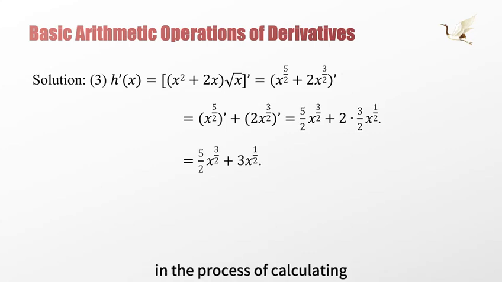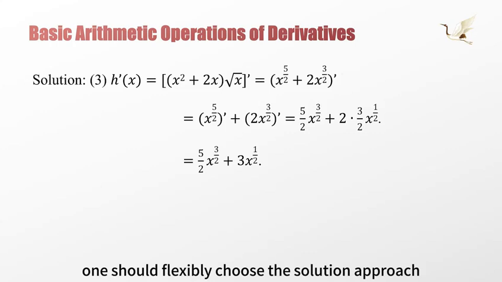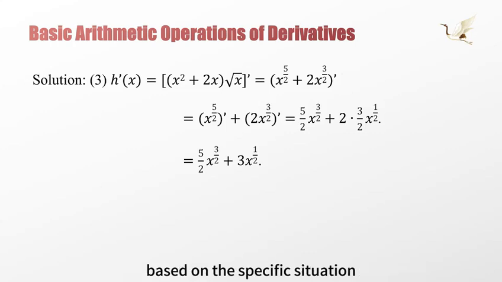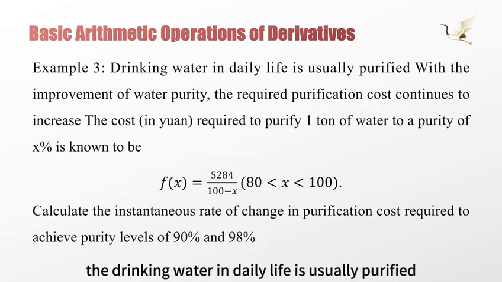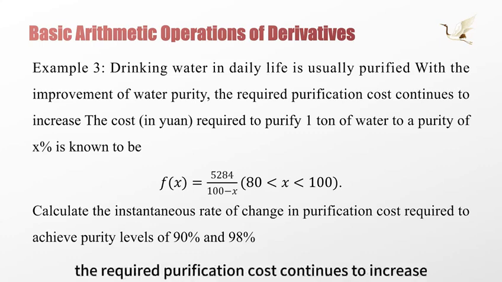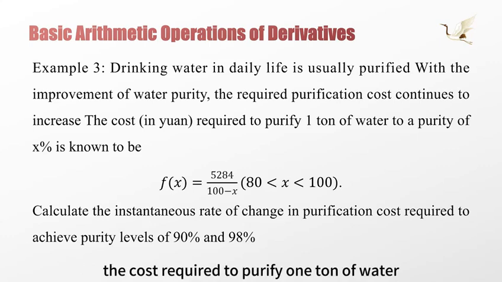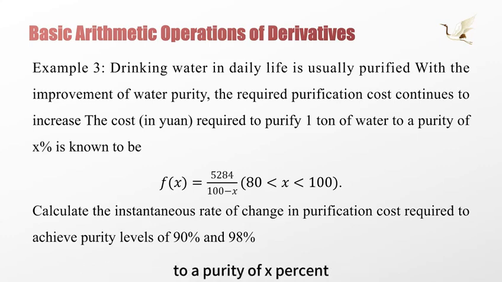In the process of calculating the derivative of a specific function, one should flexibly choose the solution approach based on the specific situation. Next, let's look at a practical problem. The drinking water in daily life is usually purified, and as the purity of the water increases, the required purification cost continues to increase. The function of the cost required to purify 1 ton of water to a purity of x% is f(x) = 5284/(100 - x), where x ranges between 80 and 100.